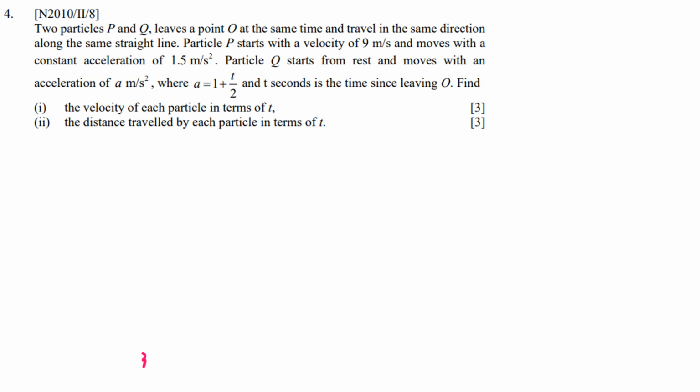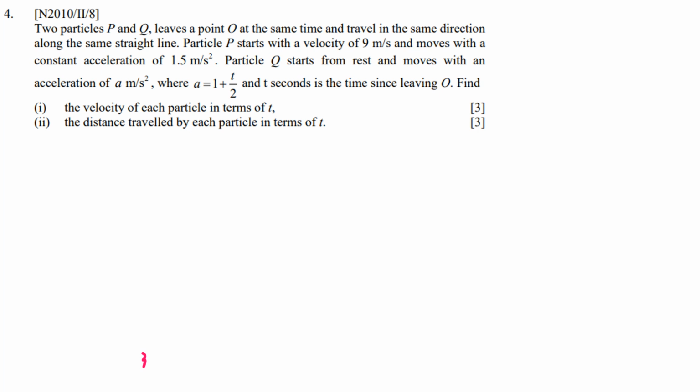For the next question, we have two particles, P and Q. Both of them leave a point O at the same time and travel in the same direction along the same straight line. Particle P starts with a velocity of 9 meters per second and moves with a constant acceleration of 1.5 meters per second squared. Particle Q starts from rest, that means velocity equals 0, and moves with an acceleration of a meters per second squared. We're given a equals 1 + t/2, where t is the time in seconds since leaving O.